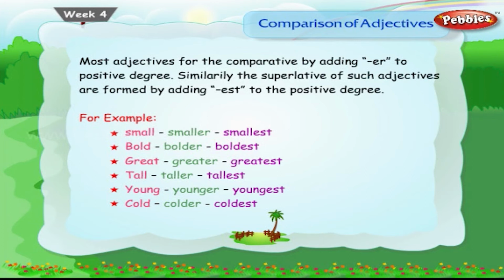For example, small, smaller, smallest. Bold, bolder, boldest. Great, greater, greatest. Tall, taller, tallest. Young, younger, youngest. Cold, colder, coldest.